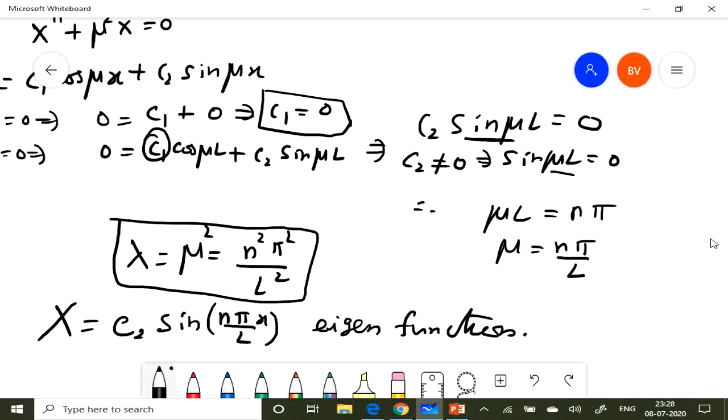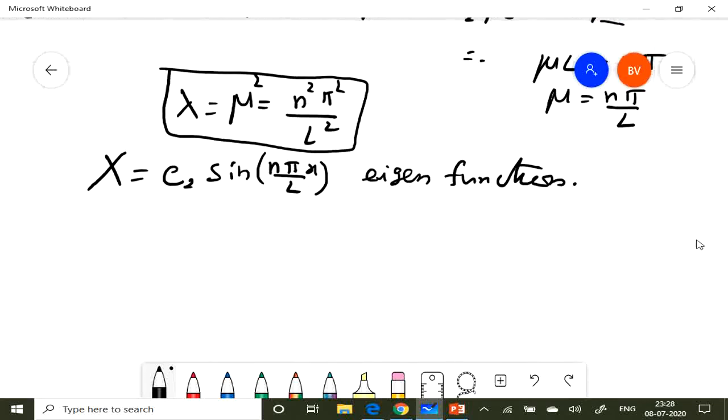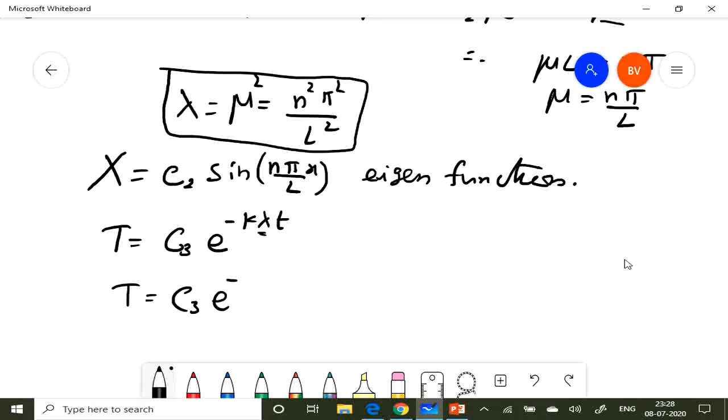Okay, now we are going to write the solution for u. Therefore, what is the answer for T? In the beginning we found T is equal to c3 e raised to minus k lambda t, isn't it? This was the initial solution for T, and now this lambda will be replaced with the value given here. The lambda value for this case is a constant, k n square pi square over L square, times t. This is T.